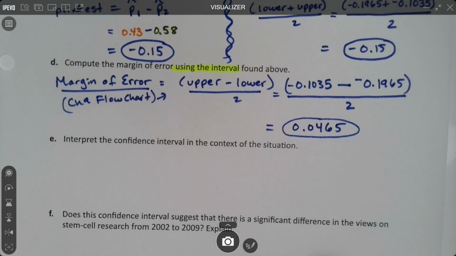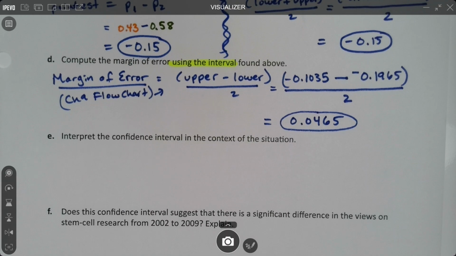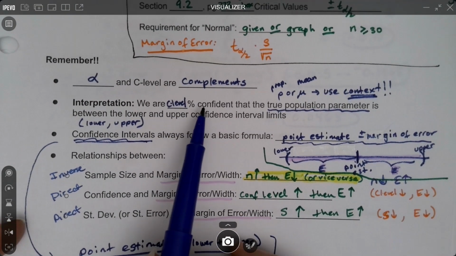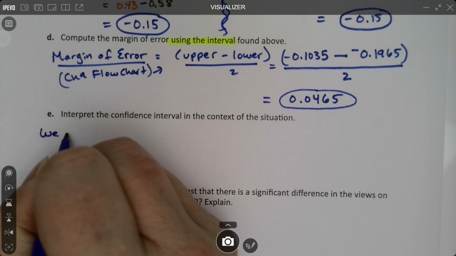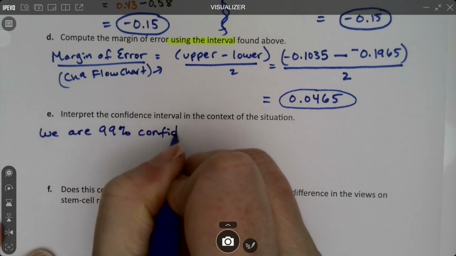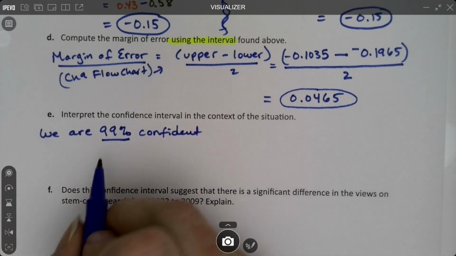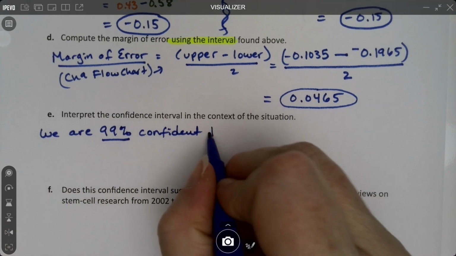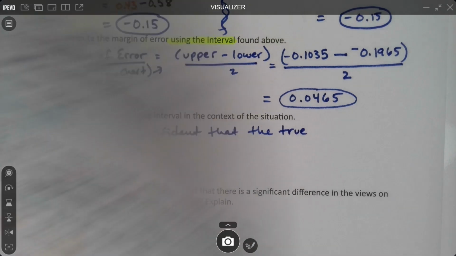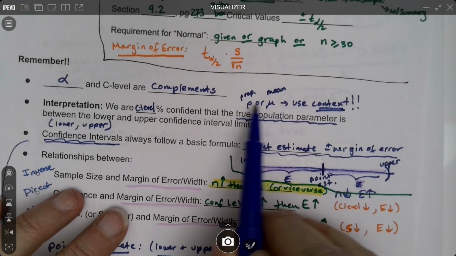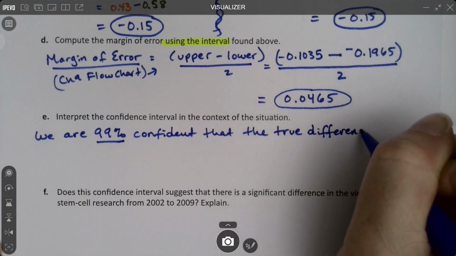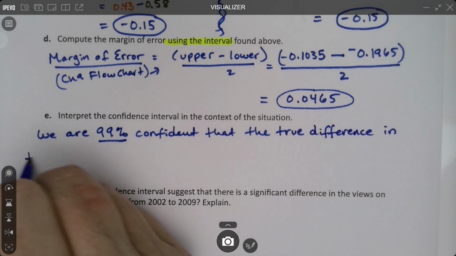Now, what about interpreting the confidence interval? Okay, well, we learned that in the Chapter 9 flowchart as well, and it still hasn't changed. So we always start with the we are so % confident. So for us, it'll be we are 99% confident. So that's a piece that we fill in. So I'm going to put a little blank there. 99% confident that the true, and now it was before proportion or mean, like those were our choices. But for us, it's going to be the difference in the proportion.